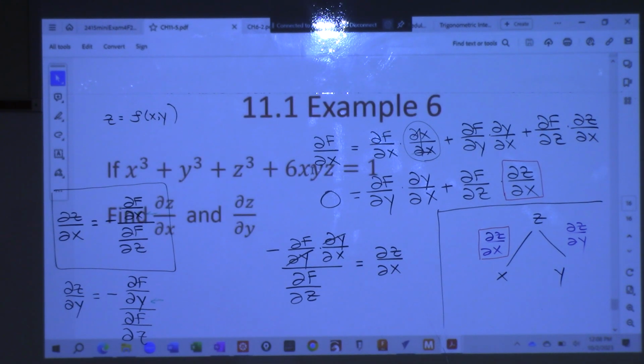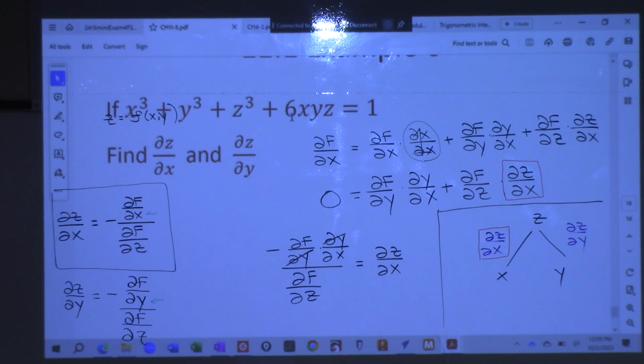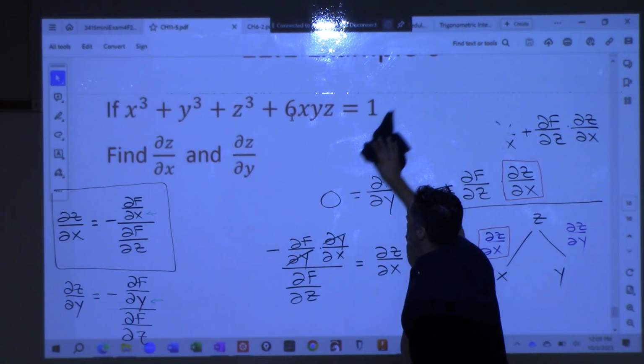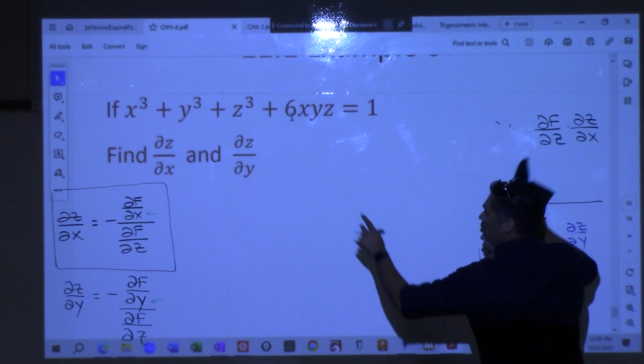Now, again, why in the hell would I ever do that, right? Why in the hell would I move everything over? Well, look, this is an example right here. This is the example. Let's find these two partials.